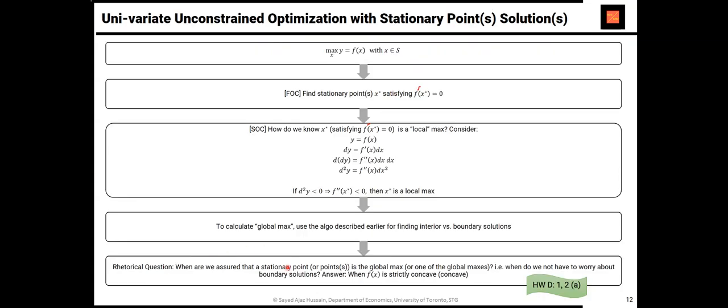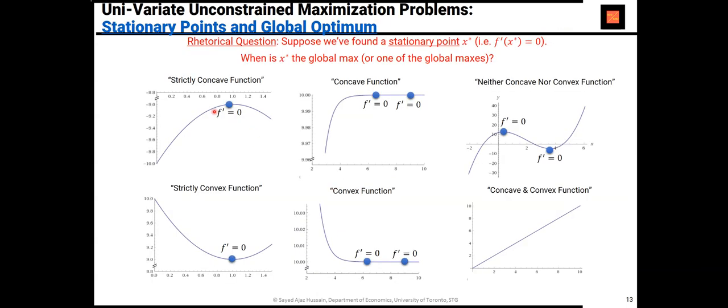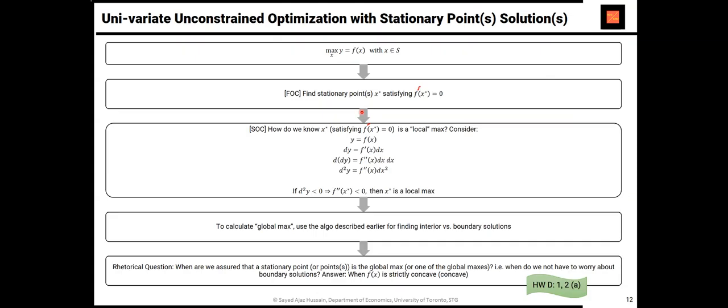Are there any circumstances where a stationary point, a place where the slope is zero, is in fact the global max, or what are the global maxes? Yes, when you know the function is strictly concave or simply concave. So if you knew the function was strictly concave to begin with, or concave, once you find an x star, you don't have to do the second order conditions nor look for boundary solutions.